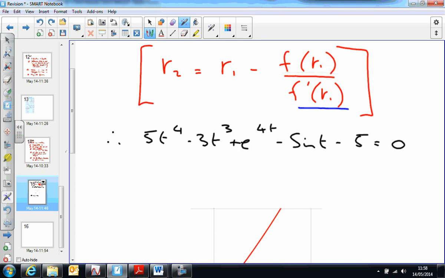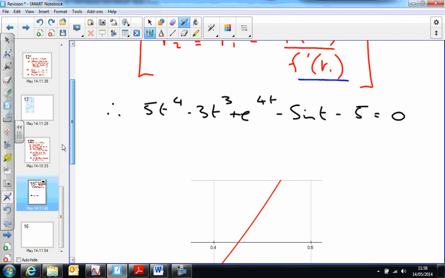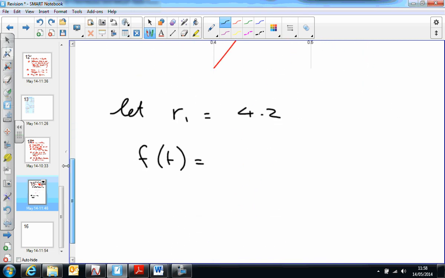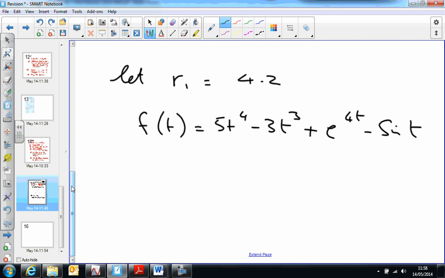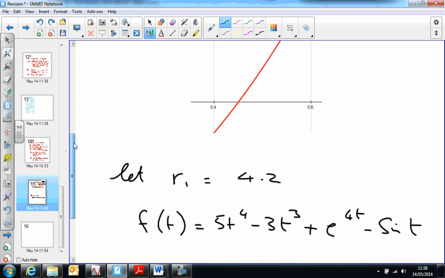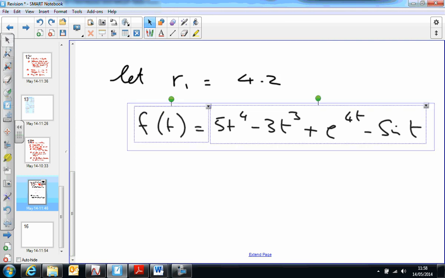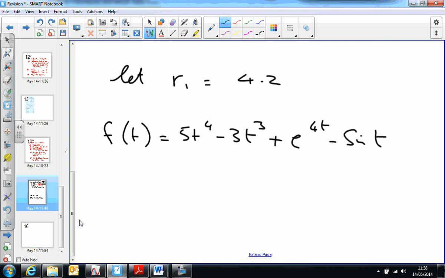So what I do is, I take my function, so I've got to rewrite this again, and now I say the function equals 5t to the 4 minus 3t cubed plus e to the 4t minus sine t. That's the function, so that's f. Am I reading that correctly? Yeah, minus 5. Minus 5, thank you, minus 5 at the end. Thank you.